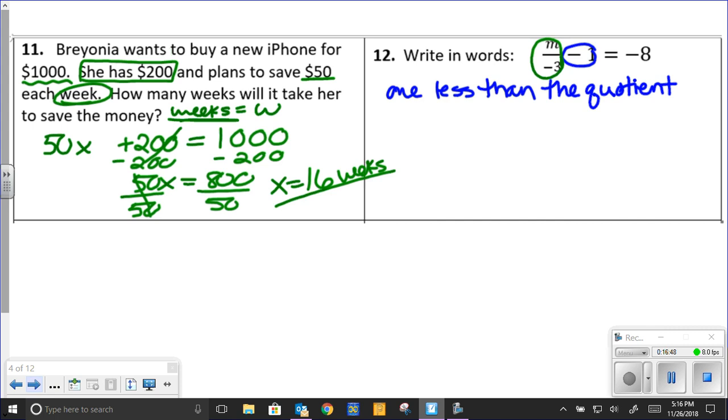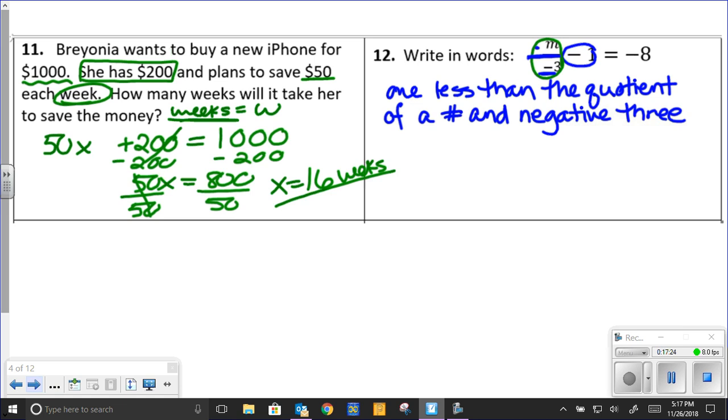1 less than the quotient, and I have to say this in order. A number divided by -3, because the number's on top, so that's first. A number divided by, this is my number, divided by -3. So that's how I'm going to write it. The quotient of a number and -3. Because when I say the quotient of a number and -3, that means that number's first and it's divided by the -3.